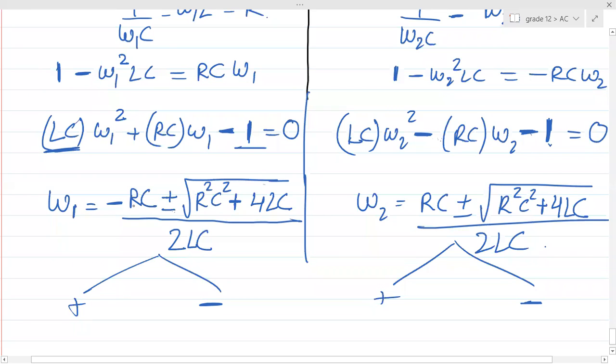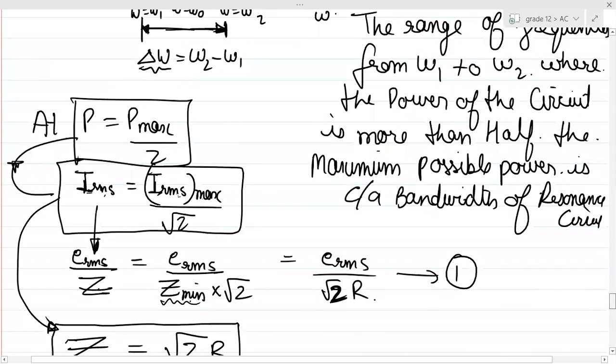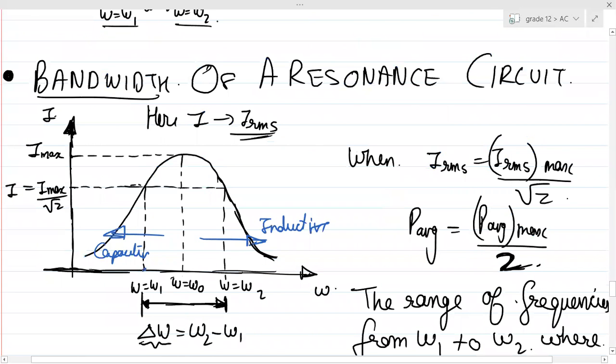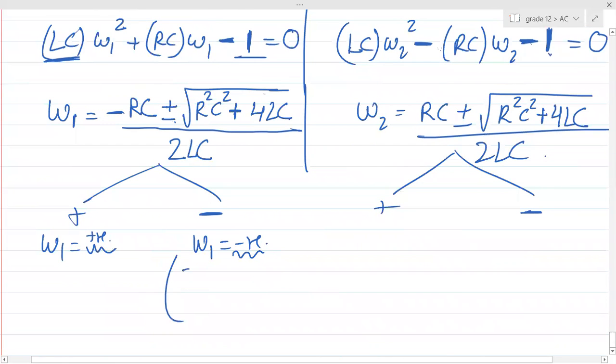Tell me this particular thing, when you take a positive sign, that implies bigger is positive, smaller is negative. So ultimately your overall answer will come as a positive quantity, which is acceptable. But when you take it negative, the overall omega which will come will be negative. Is omega 1 negative acceptable? No, sir. We have taken only positive values, right? So negative omega is not possible, hence this is neglected.